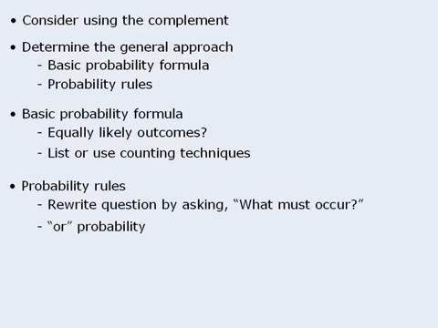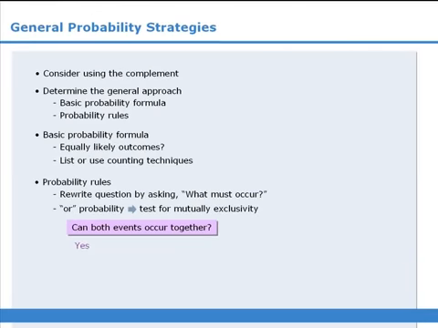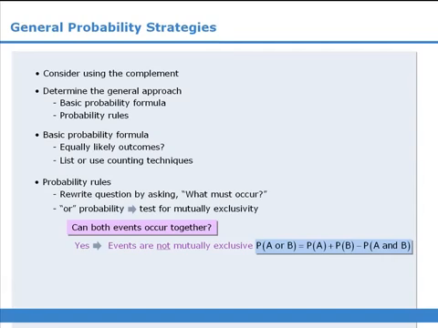Now, if the solution involves an OR probability, determine whether the events are mutually exclusive by asking the question, can both events occur together? If the answer is yes, then the events are not mutually exclusive, and you should use this formula. If the answer is no, then the events are mutually exclusive, and you should use this formula.